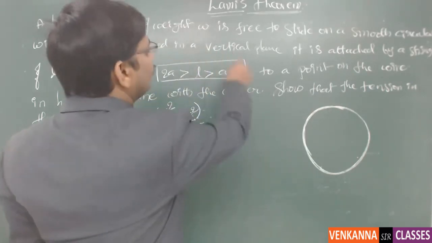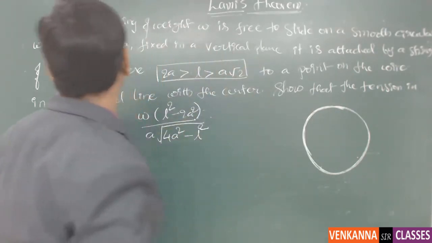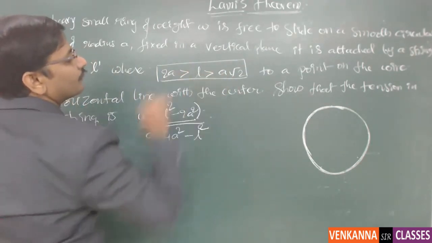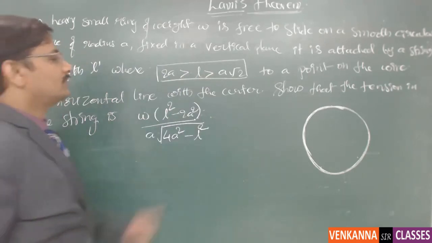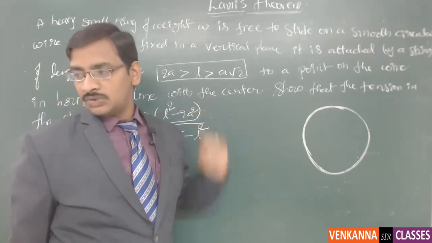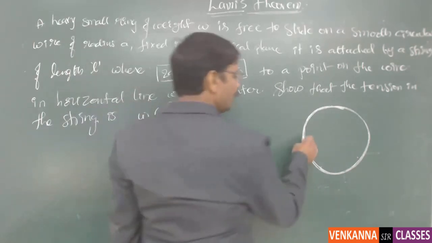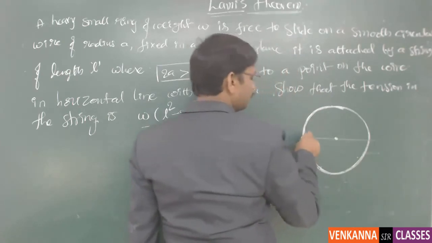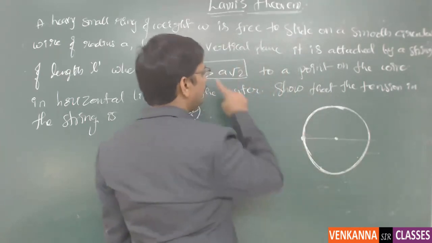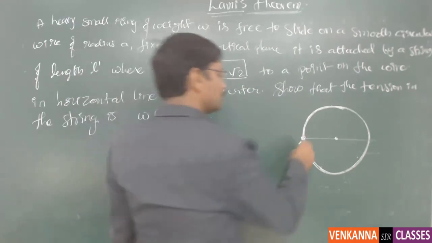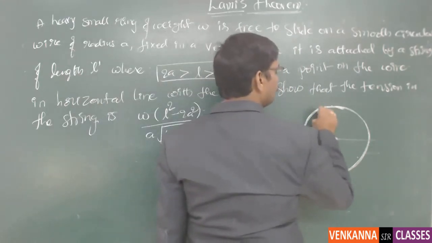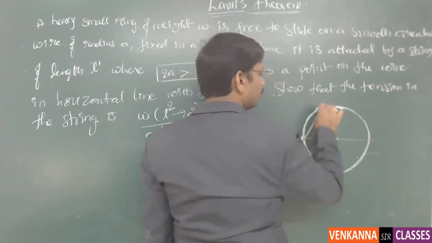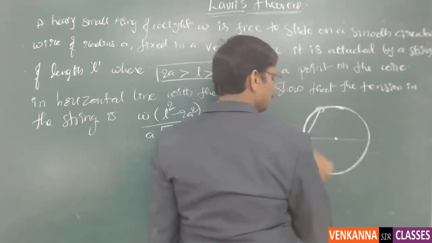It is in a vertical plane, attached by a string of length L where 2a greater than L greater than a root 2. That means it is attached to a string of length L, and one end of that string is fixed on a horizontal line like this. So this is one end of the string. Another end of the string is attached to a ring like this, and this ring is free to slide like this.